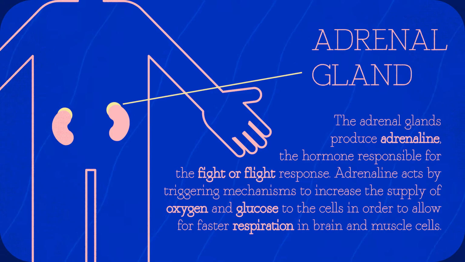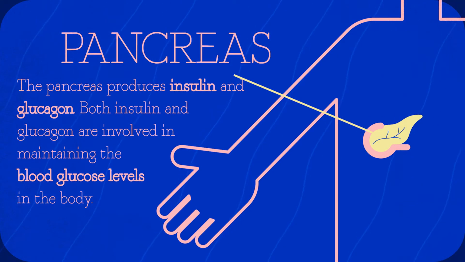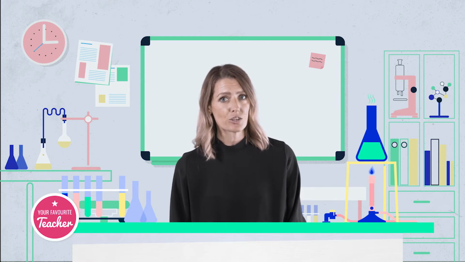Below the adrenal glands is the pancreas. The pancreas is a leaf-like organ that produces insulin and glucagon. Both insulin and glucagon are involved in maintaining the blood glucose levels in the body. The control of blood glucose concentration is monitored and controlled by the pancreas.